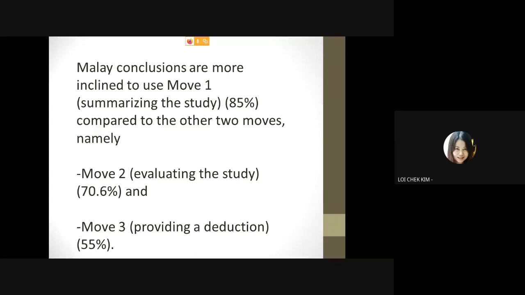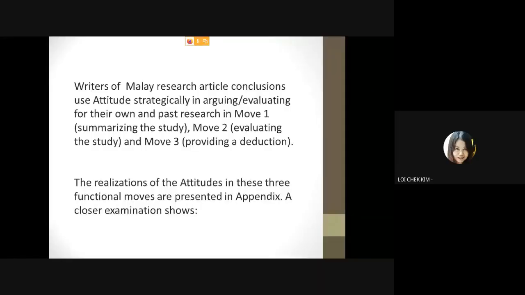Writers of Malay research article conclusions used attitude strategically in arguing or evaluating their own and past research in move one, that is to summarize the study, move two, to evaluate the study, and move three, to provide a deduction on their findings. The realization of the attitudes in these three functional moves is presented in the appendix.